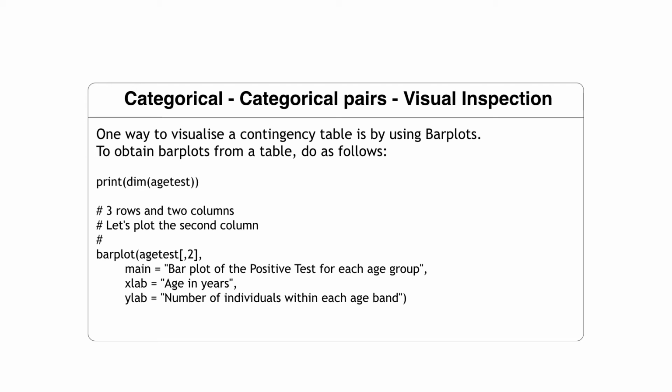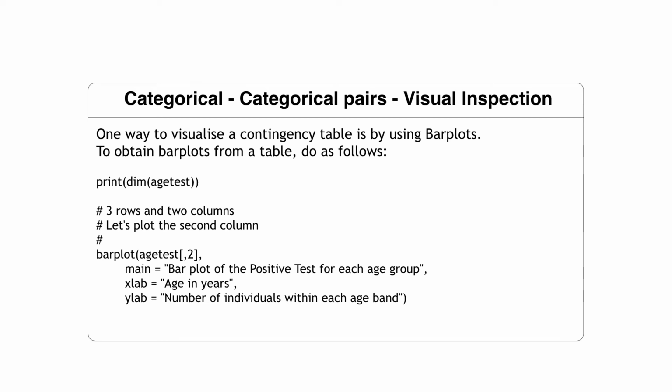codes again. Remember that we saved the table into an object called age test. And because it was a table, we wanted to find out the dimensions of the table. So we use the function dim, and it tells us that they've got 3 rows and 2 columns. Because there are 2 columns, and because we know that R actually saves everything alphabetically, the second column is going to be the one that talked about the positive column.